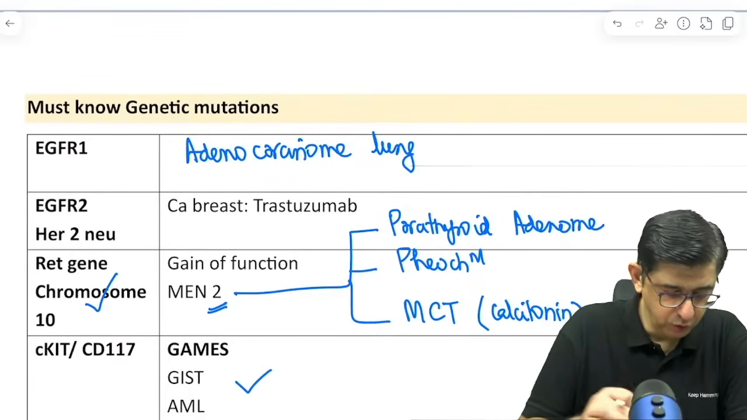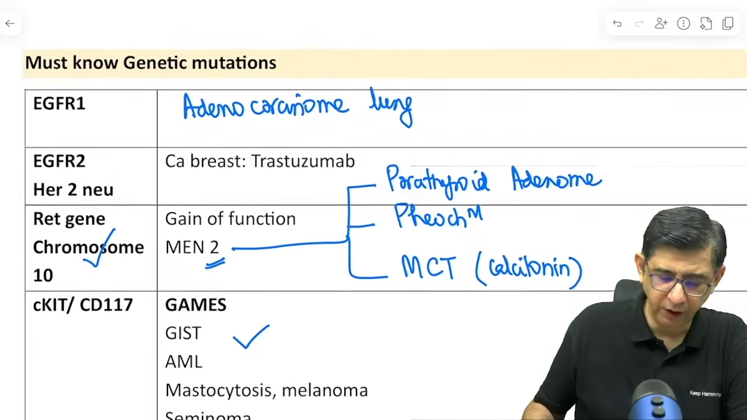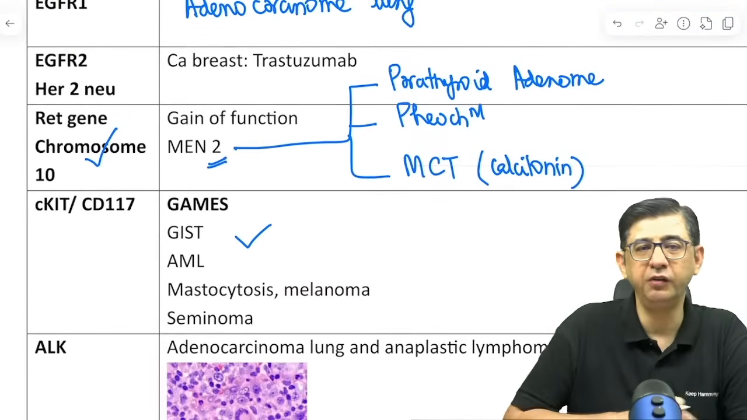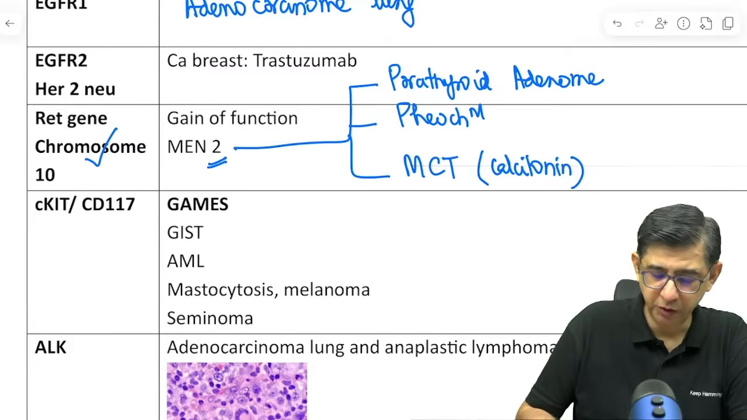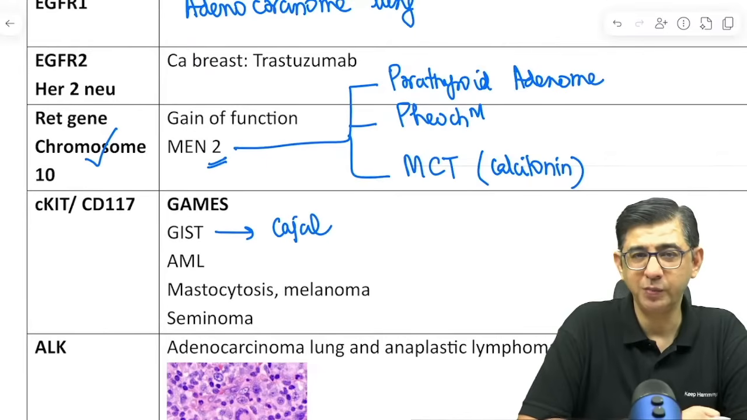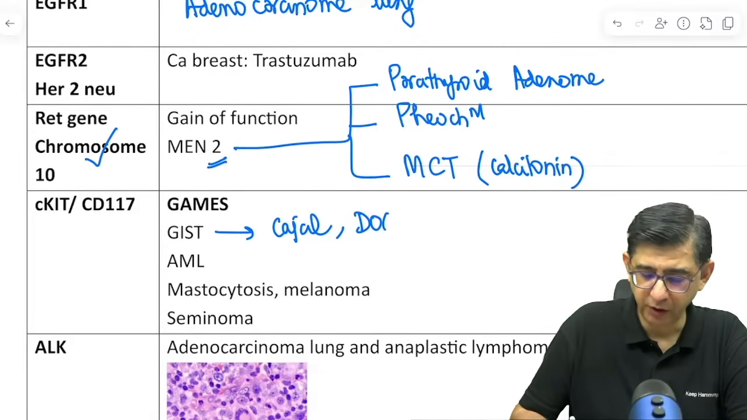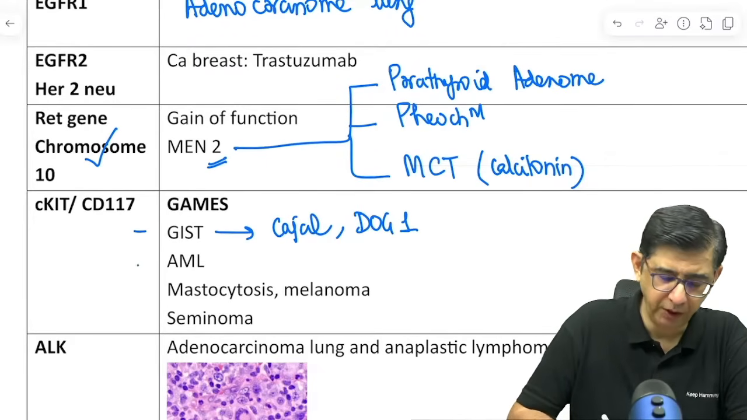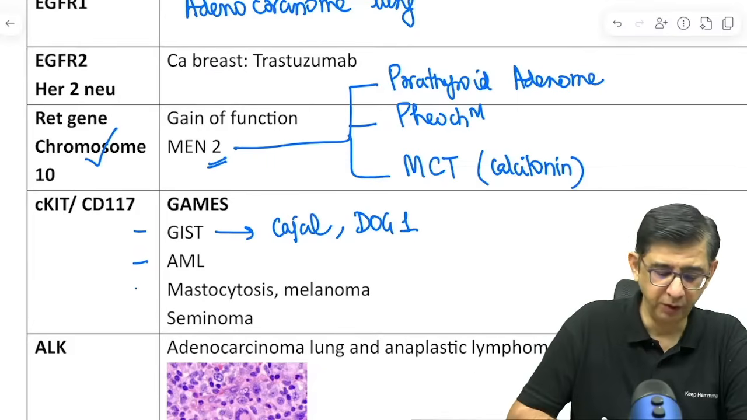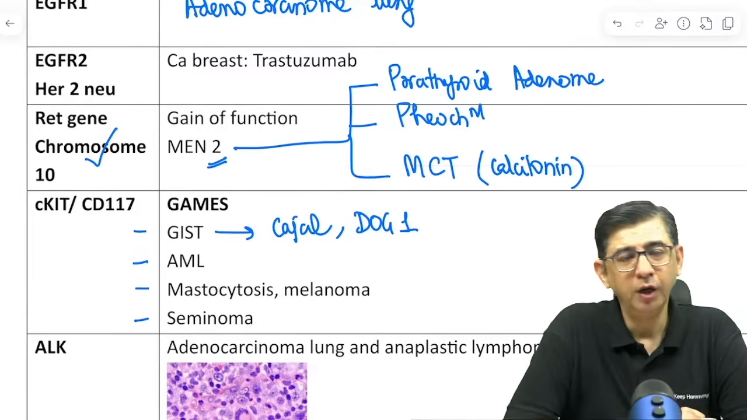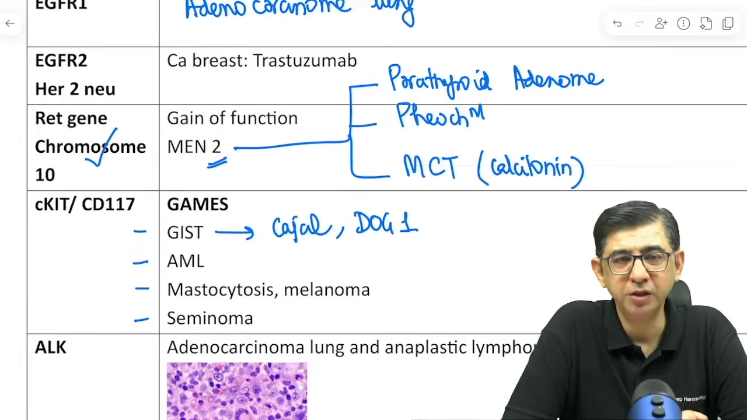Okay, fine. So at the moment we now focus on c-KIT mutation, that is CD117. The mnemonic for this is well-known: GAMES. So G is GIST, a gastrointestinal stromal tumor originating from the interstitial cell of Cajal, with a special tumor marker called DOG1. That would be the first in the GAMES component. A would be for acute myeloid leukemia. Then is mastocytosis and malignant melanoma. And S would be for seminoma. All of them would have c-KIT mutation or CD117.